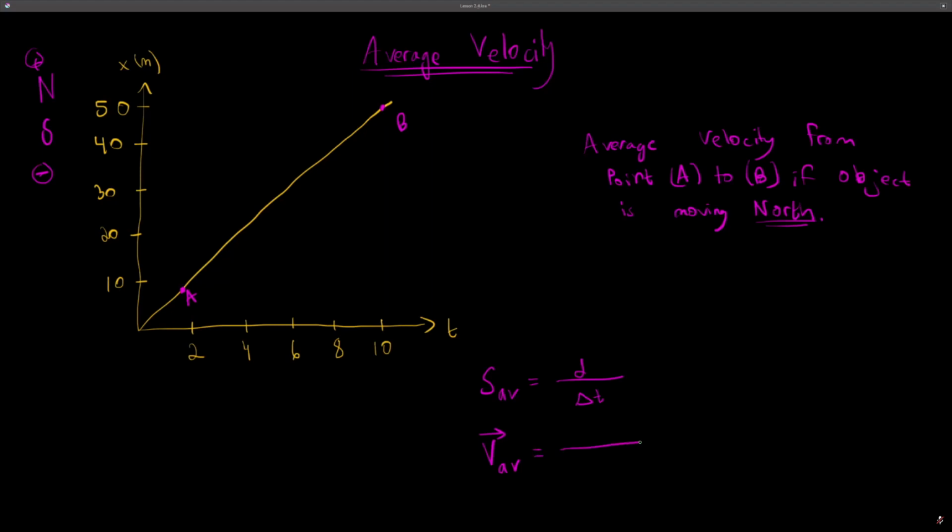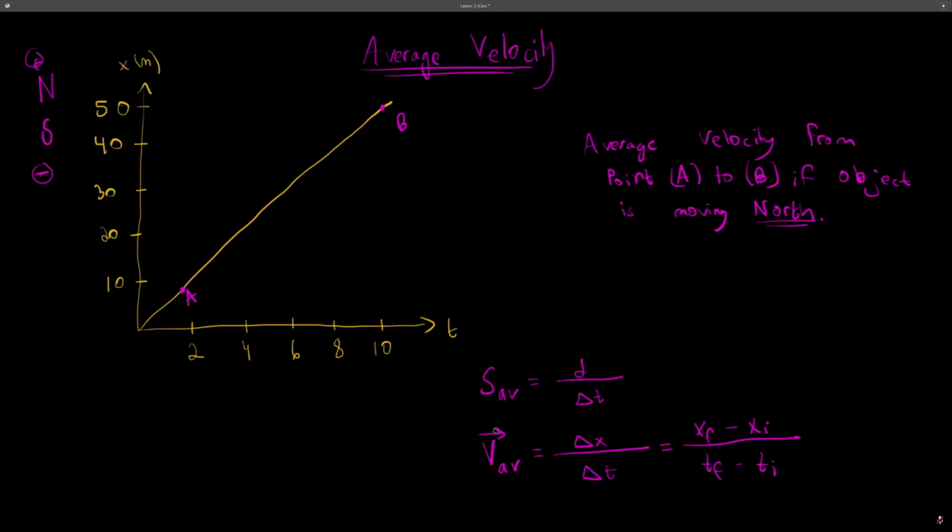So v average is equal to the difference, so delta x over the change in time, delta t. So when we mention delta x, that means we need the difference. So we care about the change. We care about if the object is moving in the negative direction or not, and over delta t. So delta x over delta t will give us the average velocity. Now we can further break this down into delta x equaling x final minus x initial, over t final minus t initial.